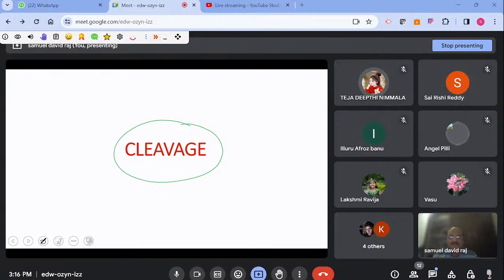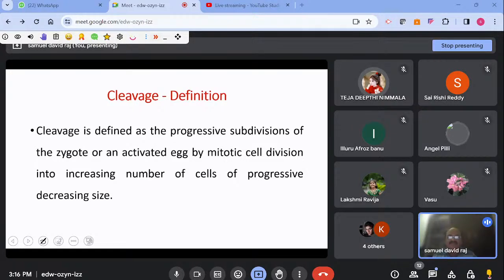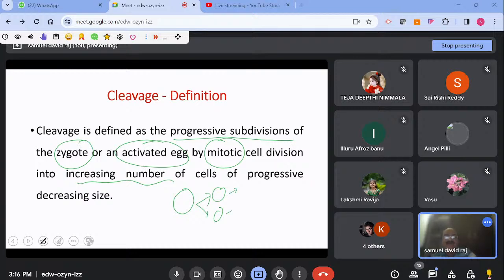Coming to cleavage, it is defined as the progressive subdivision of the zygote or an activated egg, we can call it in any way, by only mitotic cell divisions. No meiosis takes place here, by which there is an increase in the number of cells. As the number of cells is increasing, progressively the size is decreasing. So during cleavage, the number of cells increases and the size of the cells decreases.